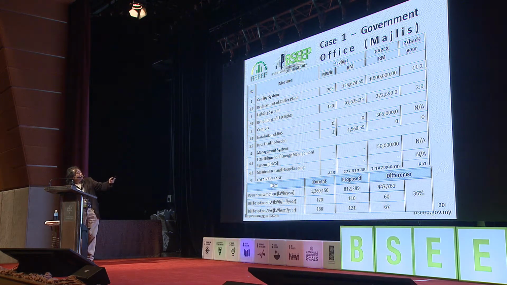The cheapest to do is really lighting. And if we do all these measures, it's going to cost something like 2.18 million. You're going to reduce your BEI by 36%, from about 180 to about 150.